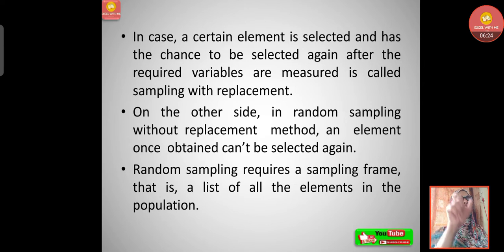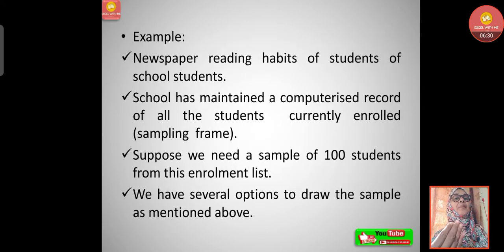That is no replacement. Then random sampling requires a sampling frame, that is a list of all the elements in the population. Obviously, when you have all the elements of the population, only then can you pick randomly from among them. Let's see the example. The same example here, you will understand much better if I take the same example.